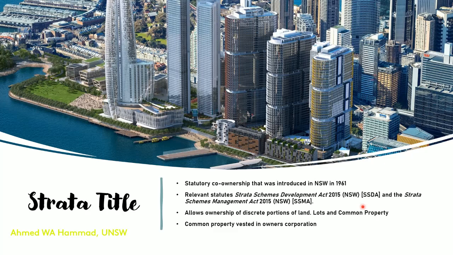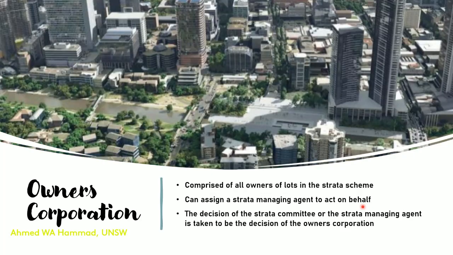What a strata title does is that it allows the ownership of discrete portions of a land. So you have a land, and this land gets divided into lots. People usually would own the lots, and then you'd have common property, and that common property would be vested in an owner's corporation. So what is an owner's corporation? It's comprised of all the owners of the lots in the strata scheme. And these owners can assign a strata managing agent to act on their behalf.